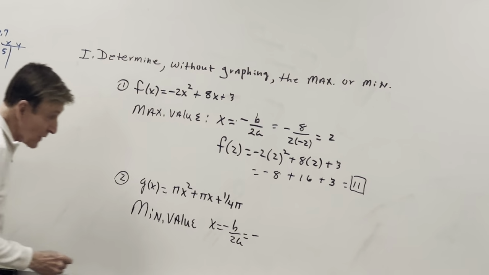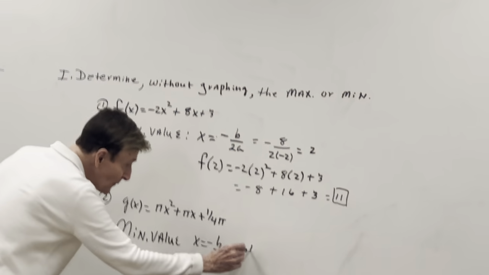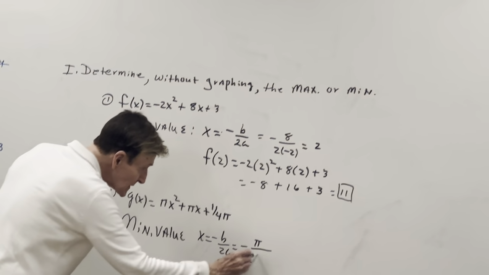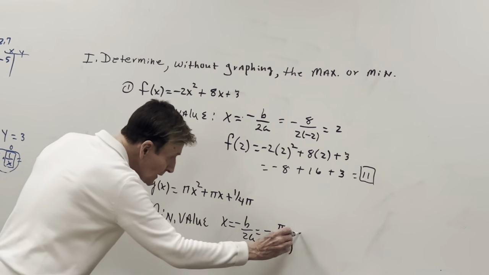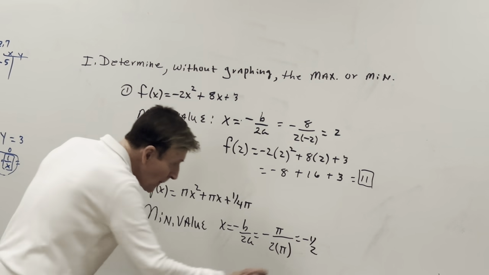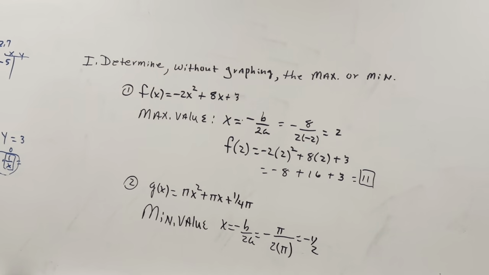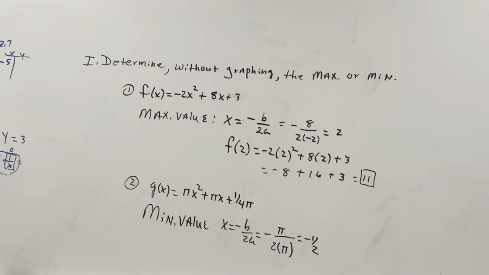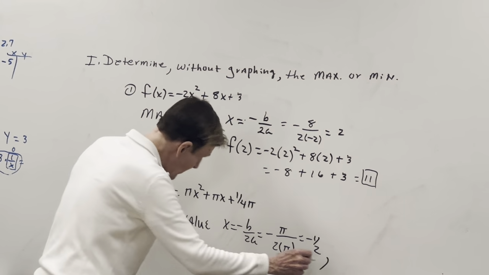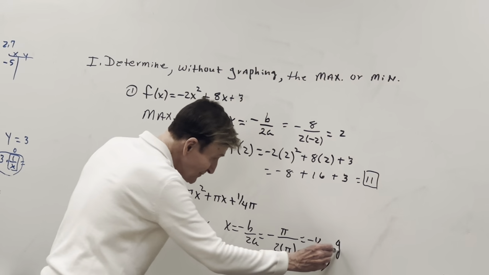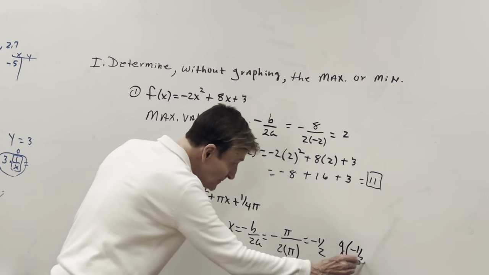You may end up with something a little strange here. B is pi. 2 times a is also pi. You end up with negative 1/2. It's canceled. Doing this quickly, don't mess up. Now, is that the answer? No, you're not quite finished. Put a comma here, now you need to find g of negative 1/2.